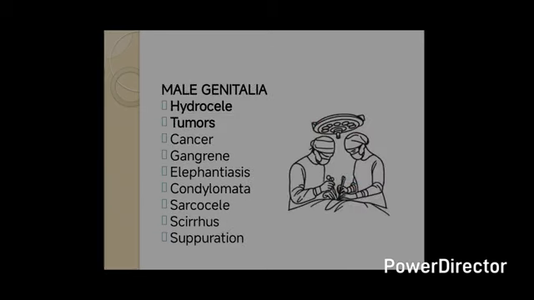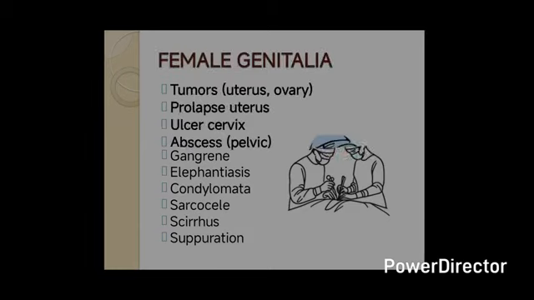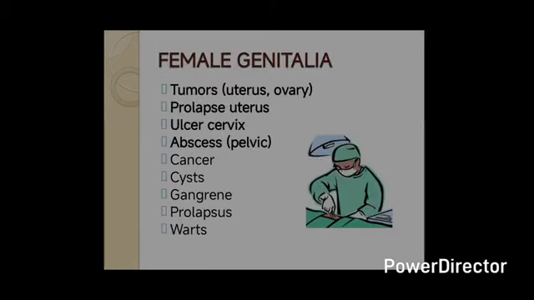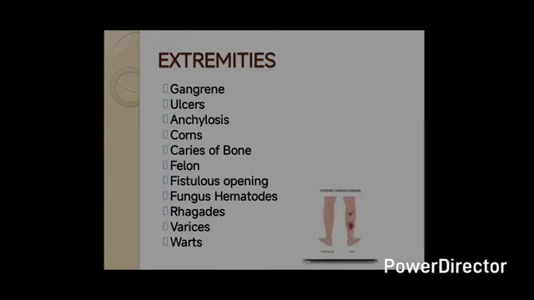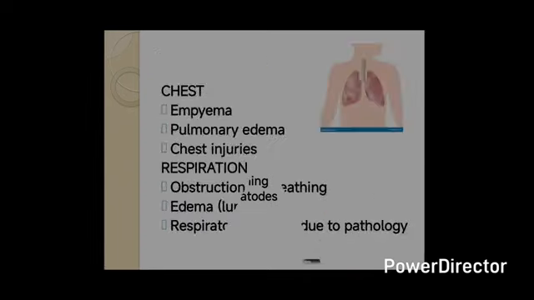In chapter Male Genitalia, the rubrics are hydrocele, tumor, cancer, gangrene, elephantiasis, condylomata, sarcocele. In Female Genitalia: prolapse uterus, ulcer, tumors, cancer, cyst, gangrene, warts. In chapter Extremities: ankylosis, corns, caries, felon, fistulous opening, rhagades, varices, etc.